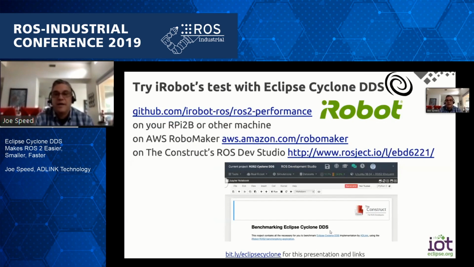So I encourage you to look at iRobot. They've published all their test tools for what they were working on, wanting to get ROS 2 working very small, very fast, very reliably in mobile robots. You can download and try their test tools on your Raspberry Pi or any other machine. You can also spin up those tools on AWS RoboMaker, or on The Construct's ROS Development Studio, the online ROS 2 IDE. They've actually gone ahead and set that up as a ROSject.